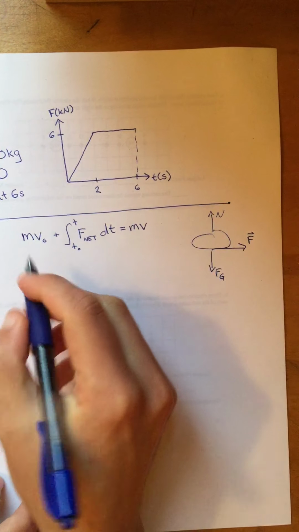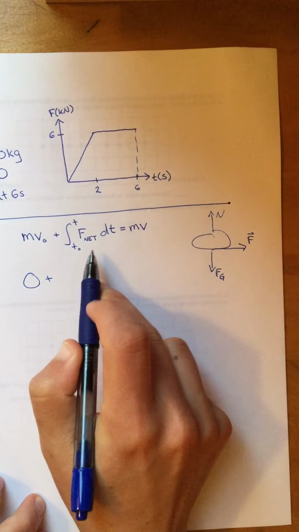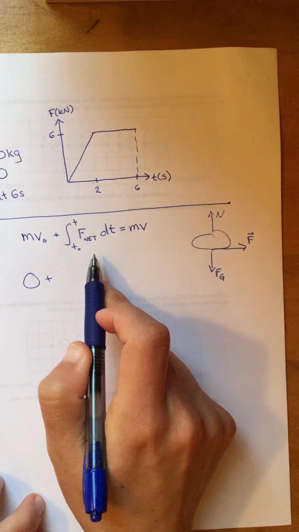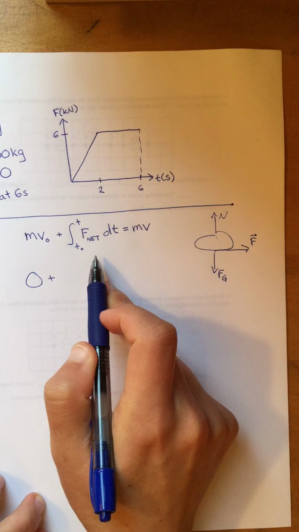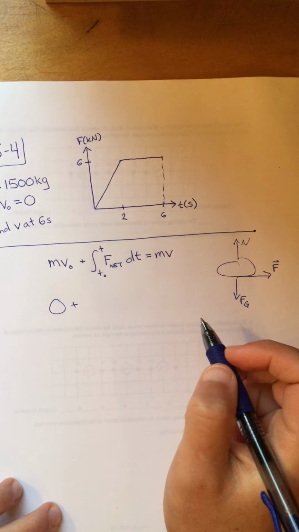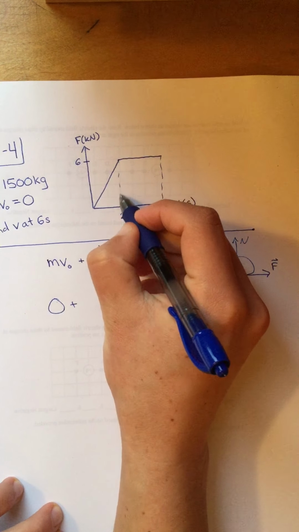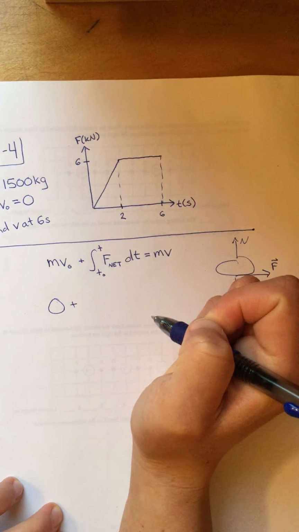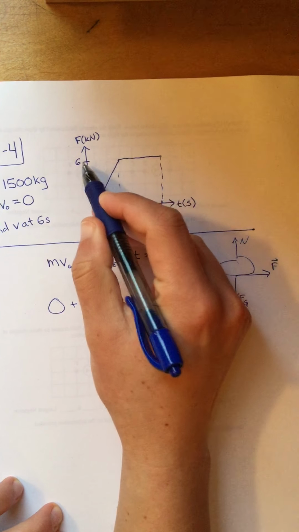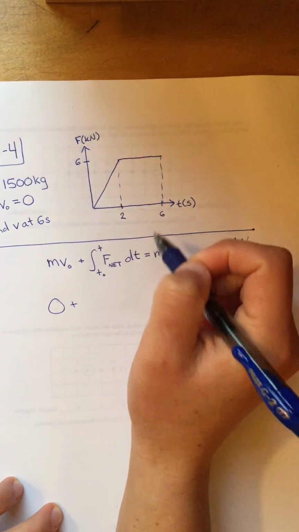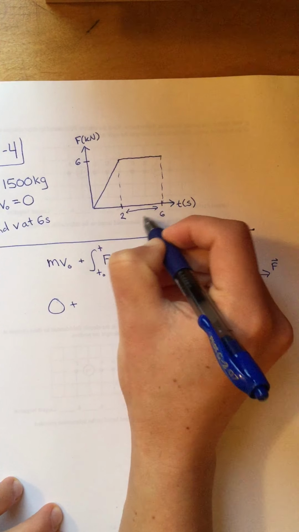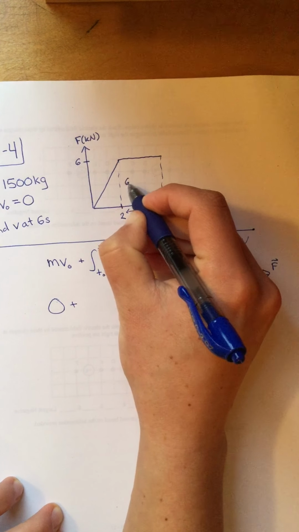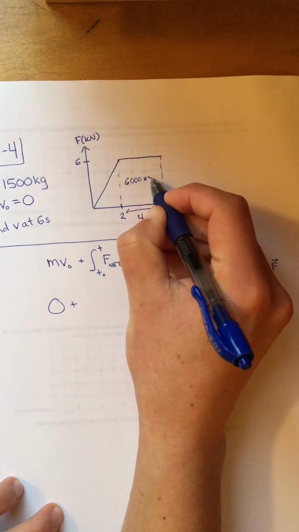So the initial velocity is 0. The integral that we have here is the area underneath the curve. And I can find the area underneath the curve by breaking this up into a triangle and a rectangle. The height of the rectangle is 6,000 newtons, and the base from here to here is 4. So this area is 6,000 times 4.